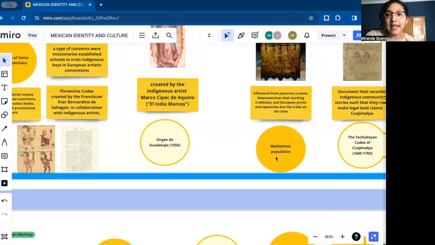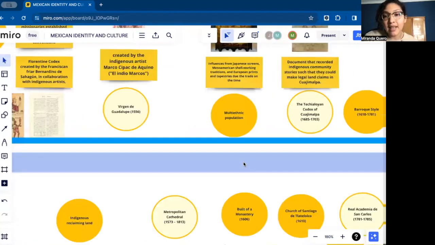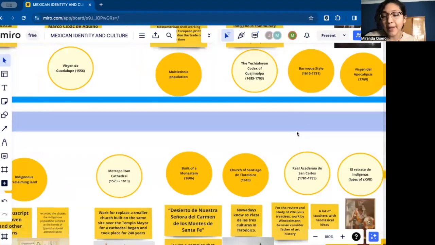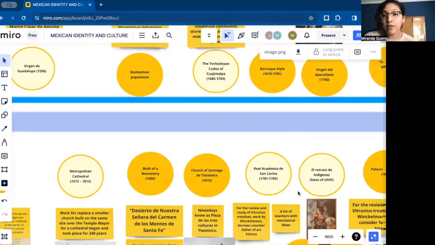Also here we can see people were asking about their lands, they were reclaiming their lands. For example, this Codex of Coajimalca literally records all their paintings where indigenous people were reclaiming the lands, exactly here in Coajimalpa. We can see the Real Academia de Carlos, which was another place where people learned about these religions, about this new society, through art.